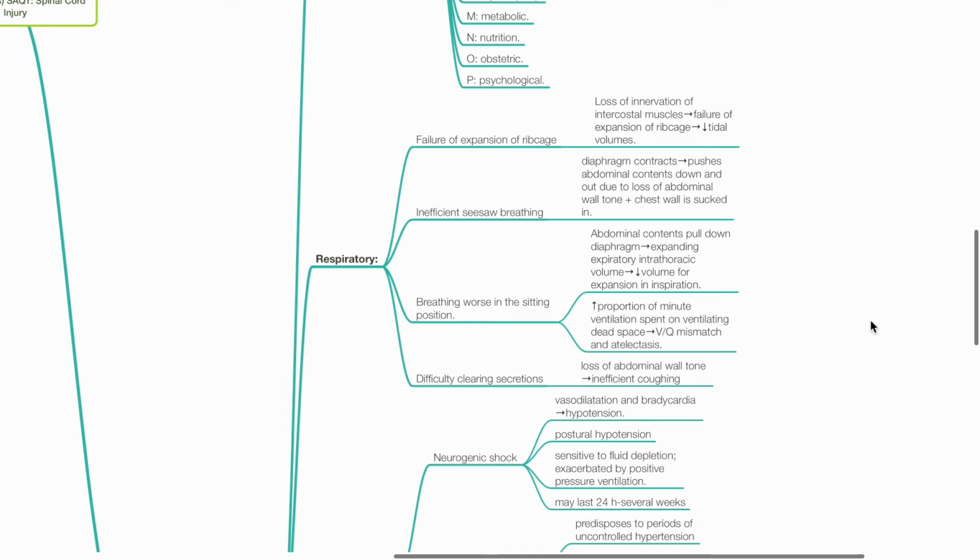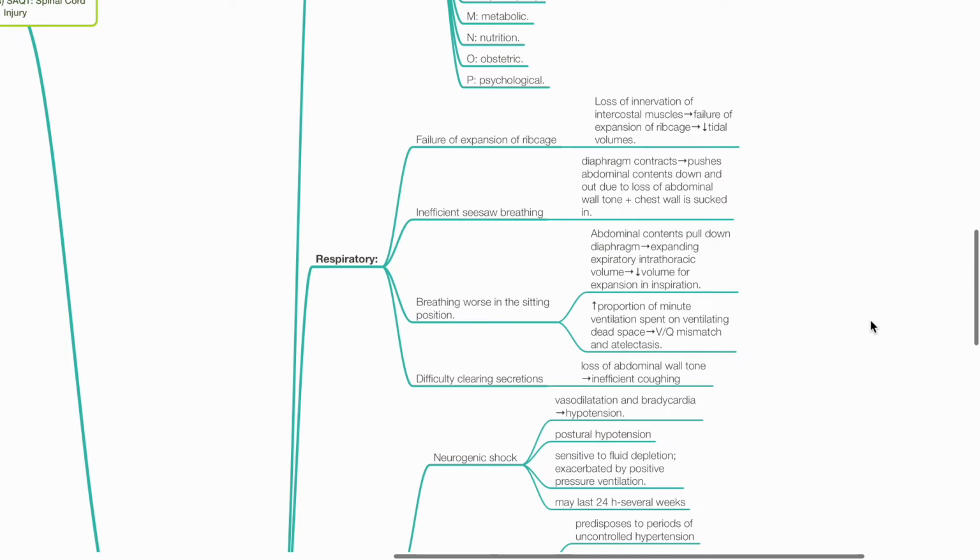Respiratory problems include failure of expansion of the rib cage due to loss of innervation of intercostal muscles. Failure of expansion of the rib cage causes reduced tidal volumes. Inefficient seesaw breathing: the diaphragm contracts and pushes the abdominal contents down and out due to loss of abdominal wall tone, and the chest wall is sucked in. Breathing is worse in the sitting position. Abdominal contents pull down the diaphragm.